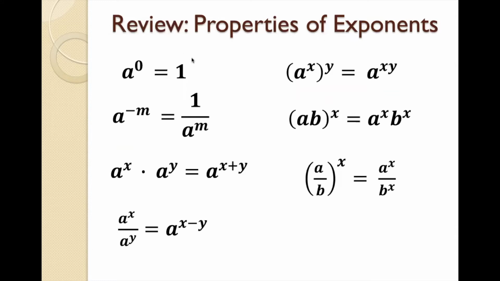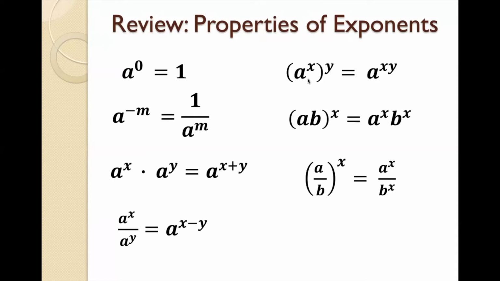So we recall the different properties of exponents. We have a raised to 0 is equal to 1. Anything raised to 0 will always be equal to 1. If you have a negative exponent such as a raised to negative n, it's equal to 1 over a raised to n. If you are multiplying of the same base, we get the sum of the exponents. Finding the quotient of the same base, we get the difference of the exponents.